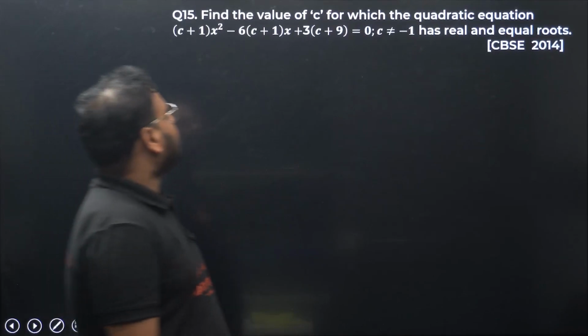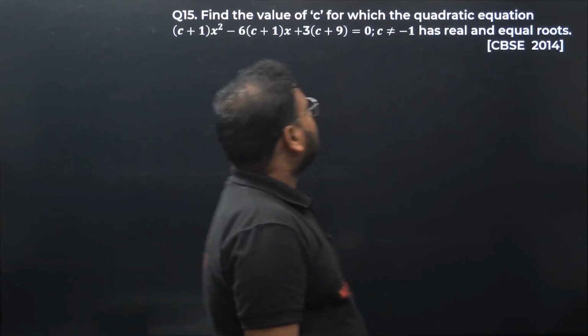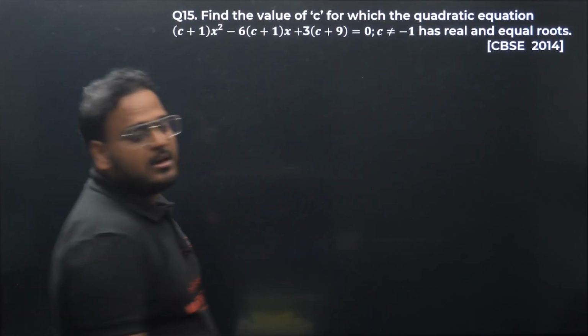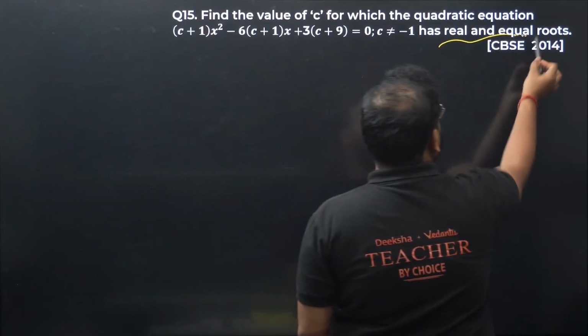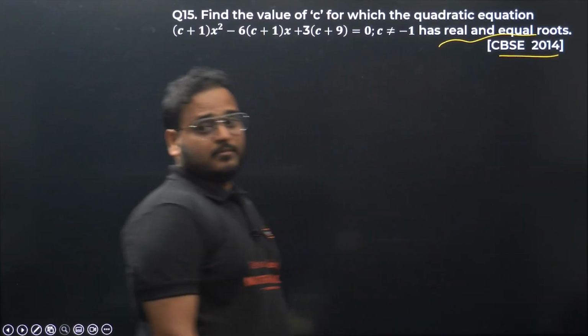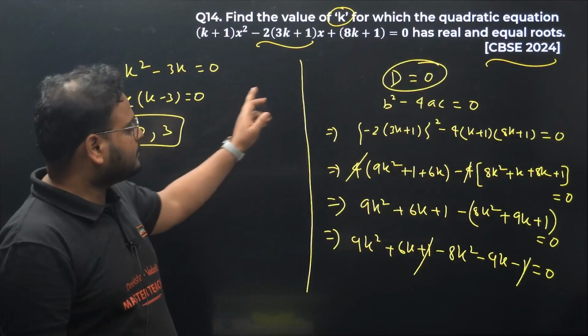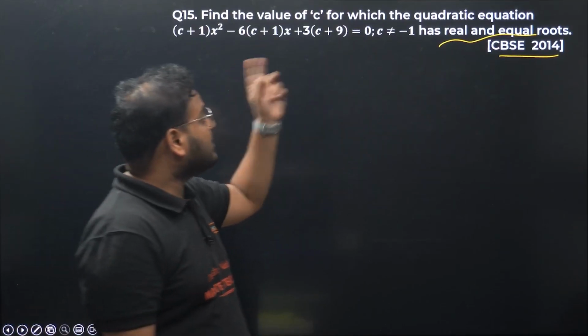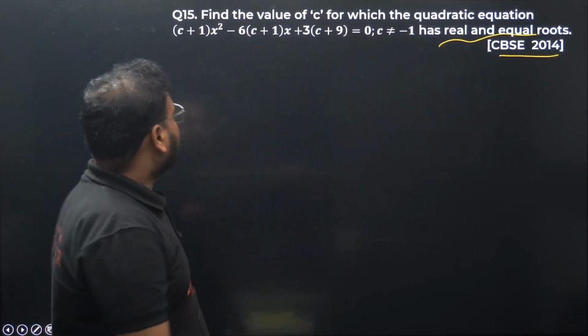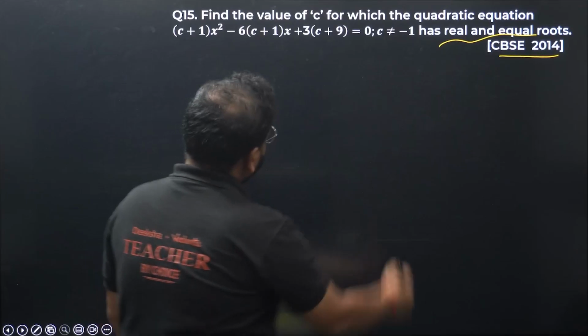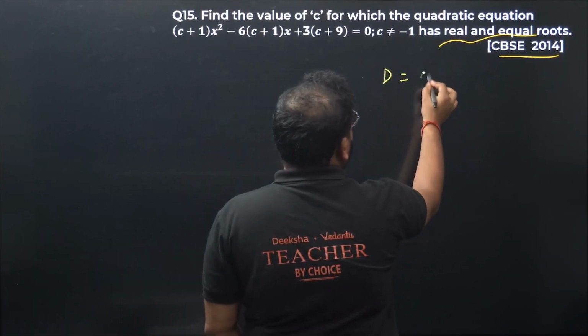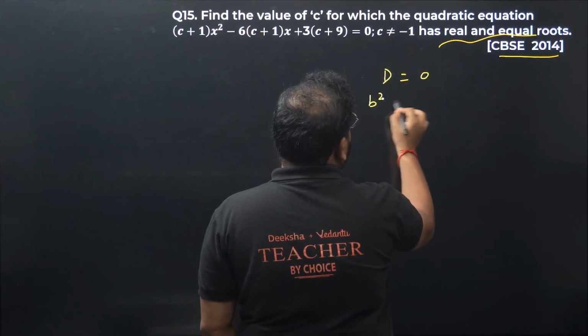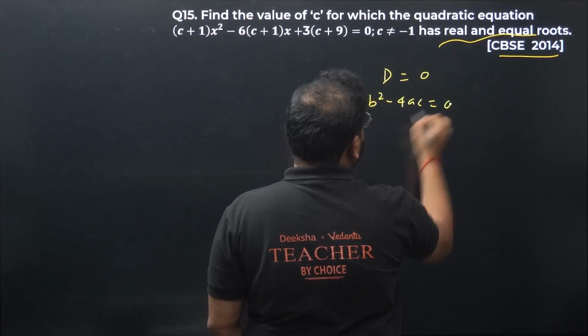Find the value of c for which the quadratic equation has, again same thing, real and equal roots. See, asked in 2014. See the connection. Same question, 2024, 2015, 2014. It means a question like this can come. Okay, great. Same result. D should be 0. B square minus 4ac should be 0.